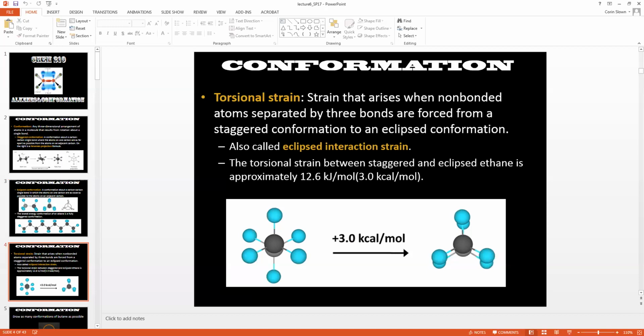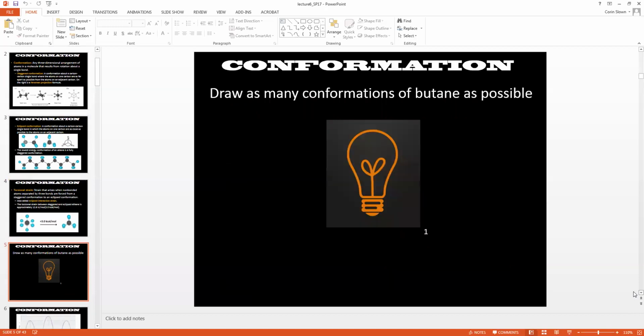And if we want to think about numbers, the torsional strain between staggered and eclipsed ethane is approximately 12.6 kilojoules per mole, or 3 kilocalories per mole. So take a moment, we're going to draw as many conformations of butane as possible. If you need to, press pause so you have time to do this exercise.